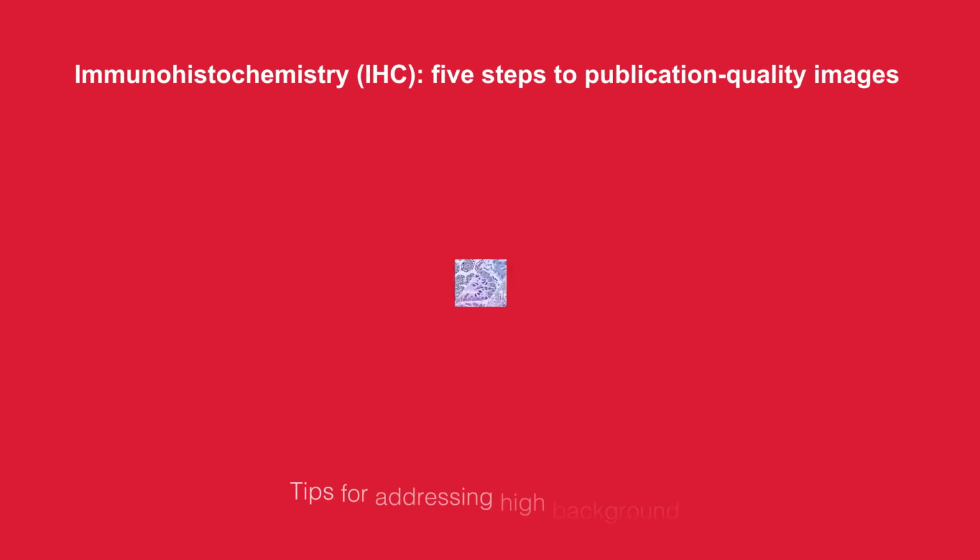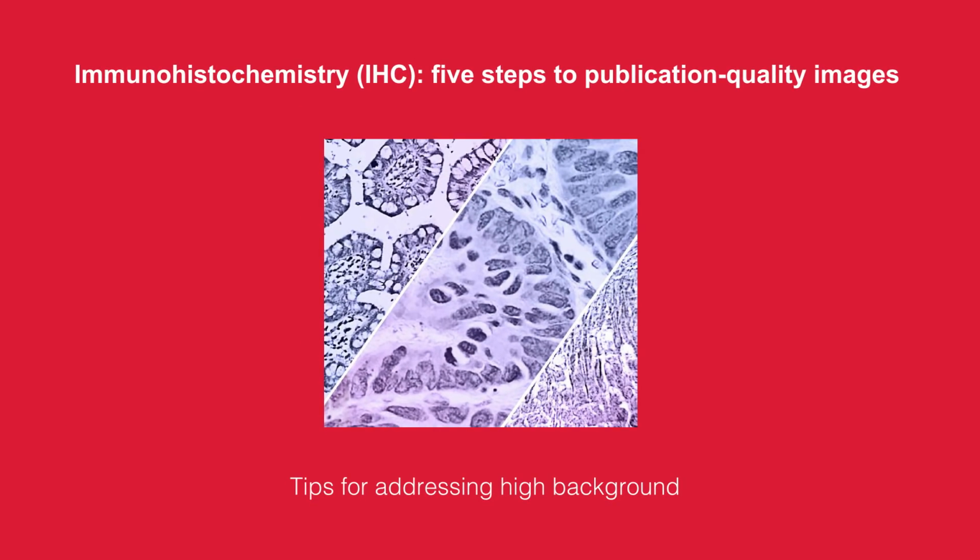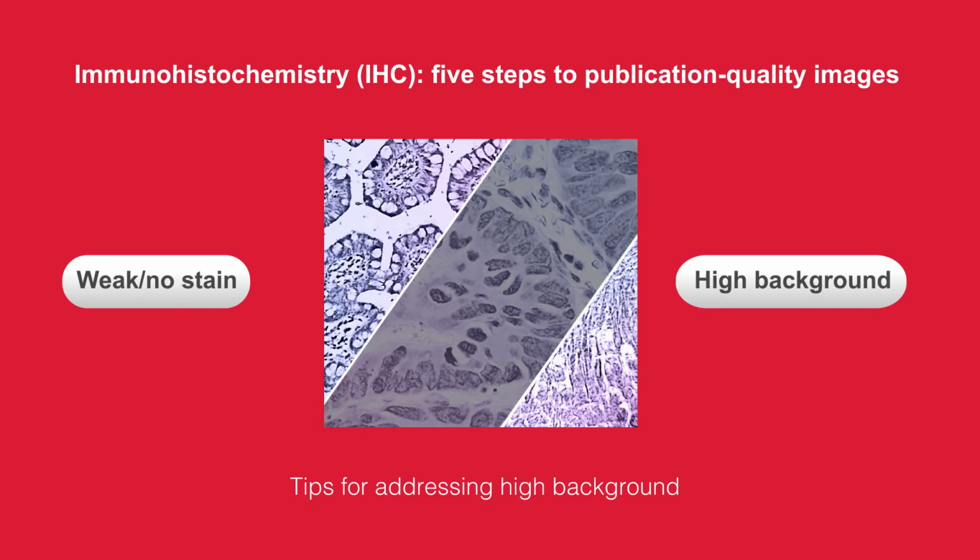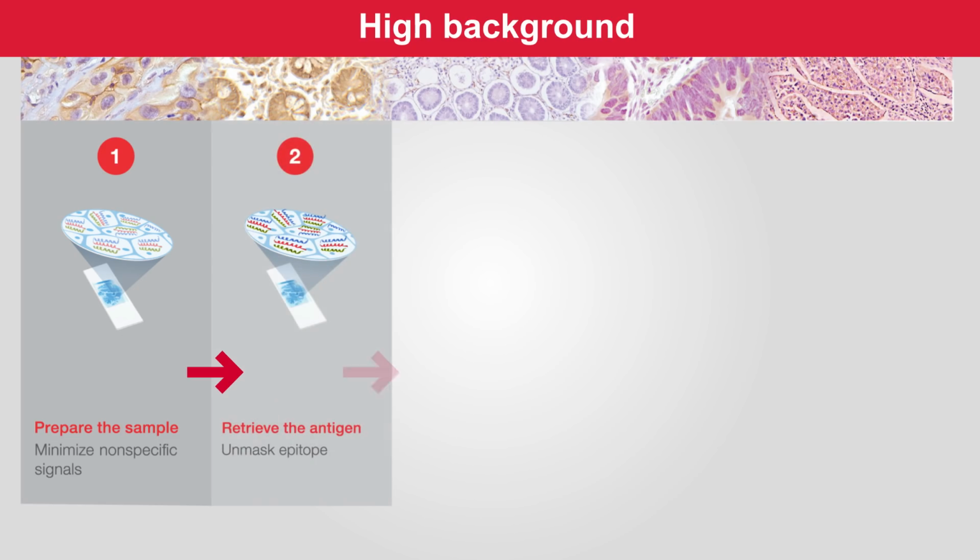Immunohistochemistry, or IHC, offers spatial visualization and location of an antigen in tissue sections. This application can be challenging, with problems generally falling into two categories: weak or no stain and high background. Here are some troubleshooting tips to address high background for each of the 5 steps for successful IHC.